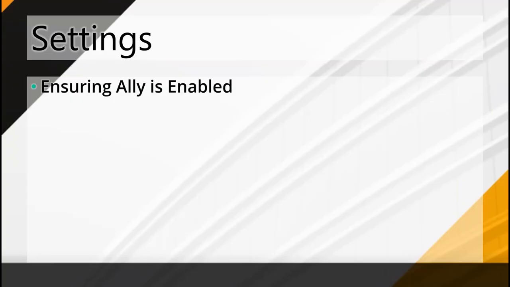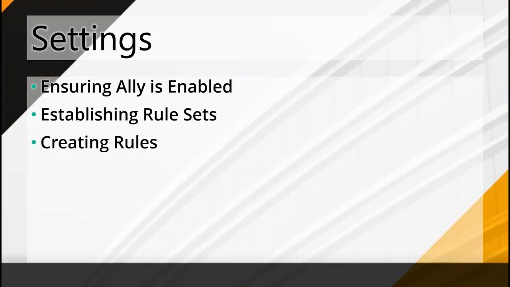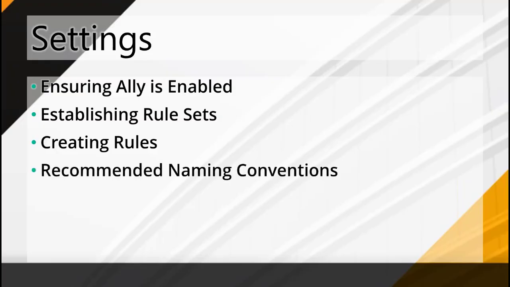So ensure Ally is enabled. We talked already about establishing rule sets, but you basically build up a rule set, you define the scope. Then within that, you create yourself some rules within each rule set, depending on what the scope is you're trying to affect. And I did mention a little bit about naming conventions.